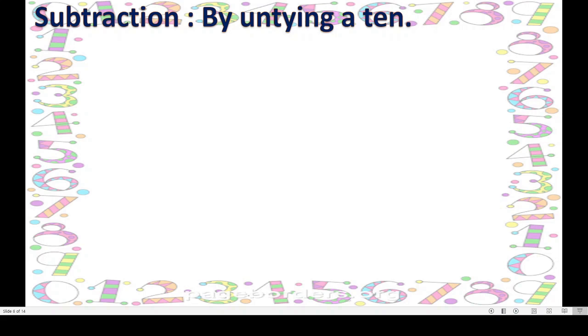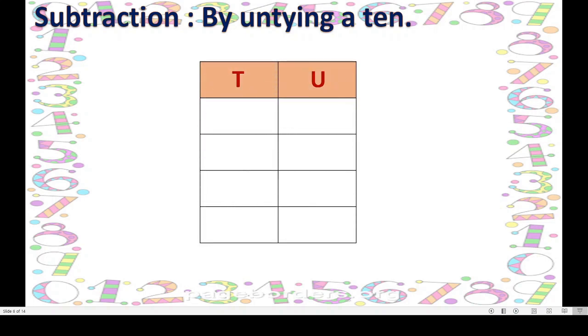Subtraction by untying a 10. Same thing, we will go through the method. See, this is our table, you know how to do the subtraction. Here numbers are there. Please go through the numbers. 58, that is 5 tens, 8 units. 39, that is 3 tens, 9 units. Now we begin subtraction from the unit place, isn't it? And we minus the 9, this number, from the upper number, right?